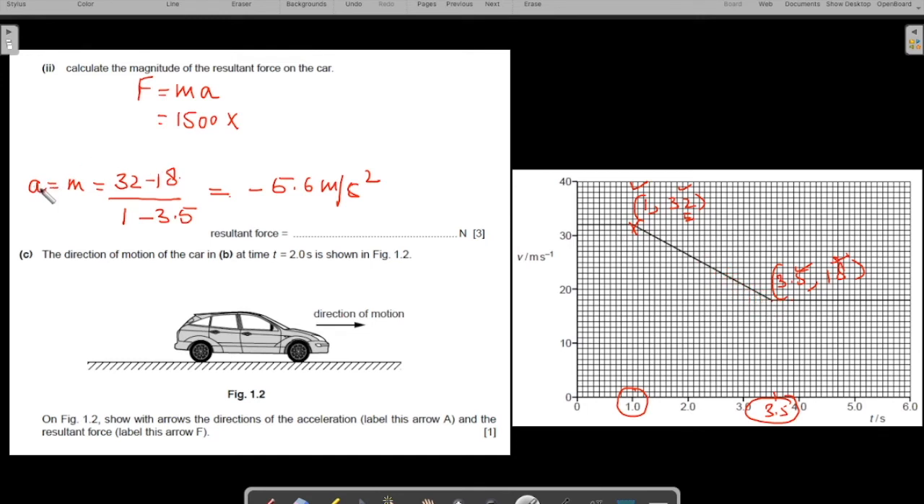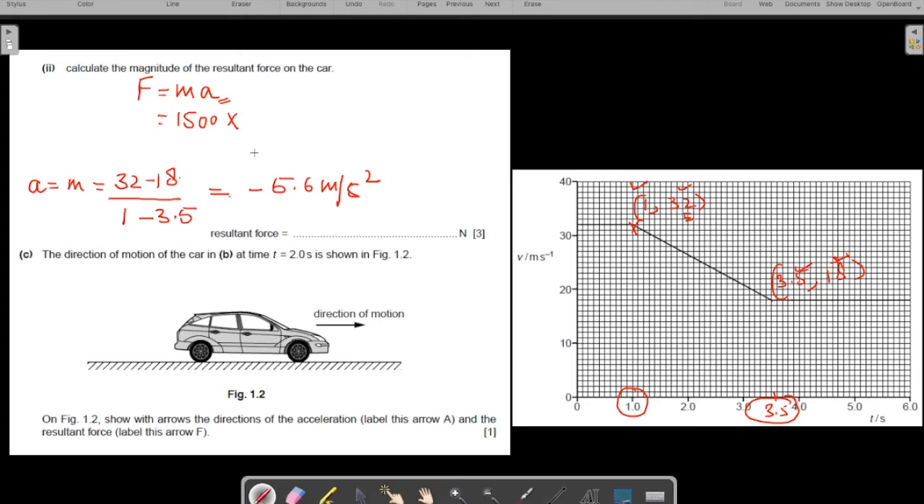And the same thing you got when you calculated the value of acceleration, with a negative sign, which means deceleration is happening. You got the acceleration, substitute this in this equation here, and you'll get the value of force. Substitute the value here. So minus 5.6. Do not ignore the sign.